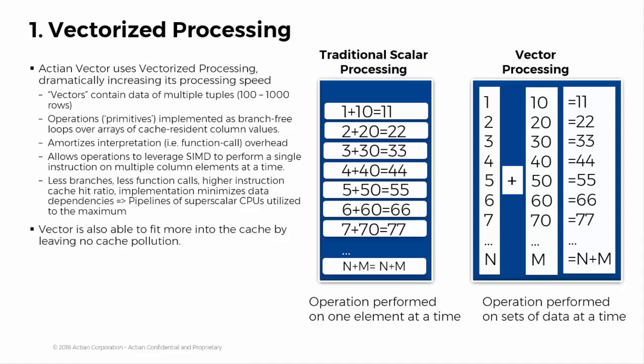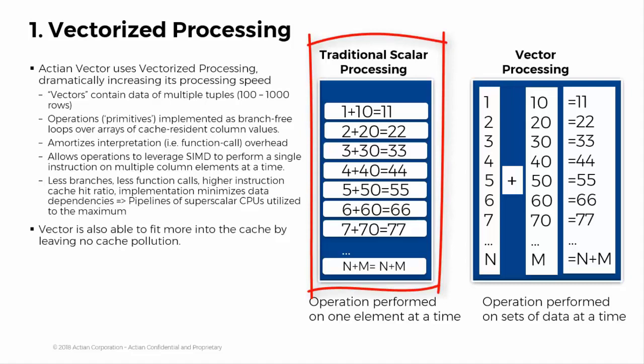But when I talked earlier about a vector being an array, I think what we've attempted to do here on the right-hand side of the screen is to illustrate what that means. In the first of the two diagrams here, you'll see traditional scalar processing. What we're doing here is adding two values together, taking value A from column A and value B from column B, and adding those together. With a traditional approach, you go record at a time, and you do that calculation all the way down to n plus m, right?